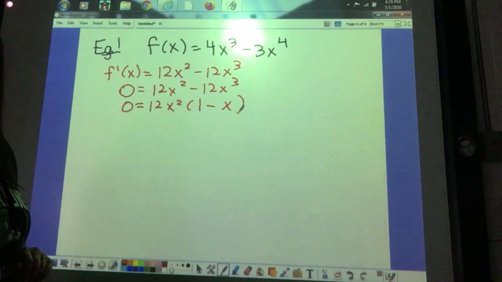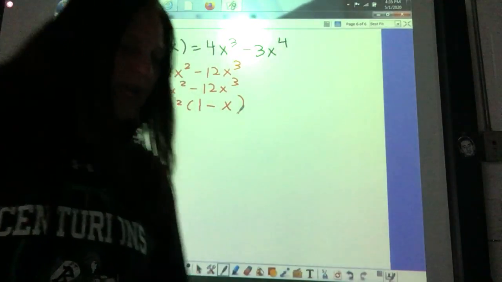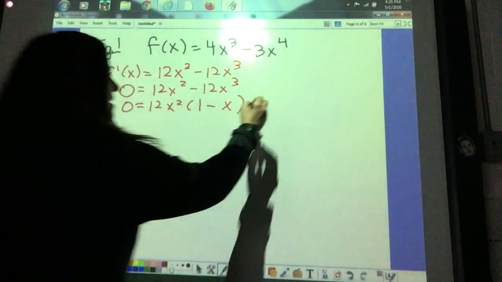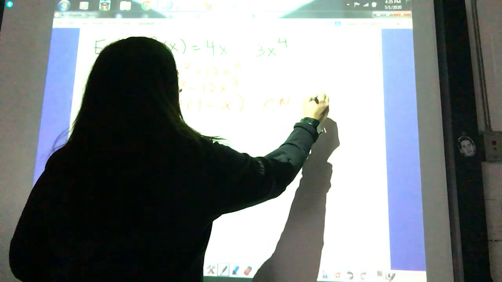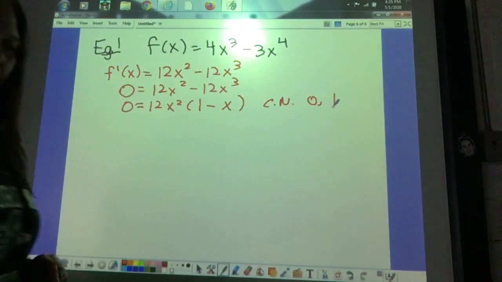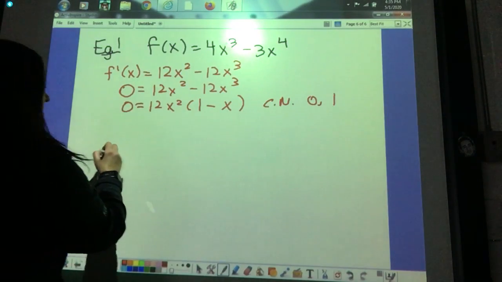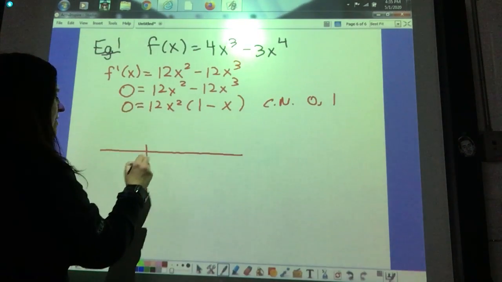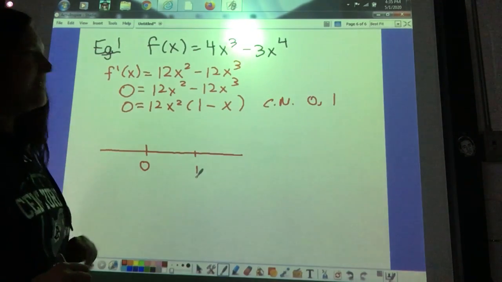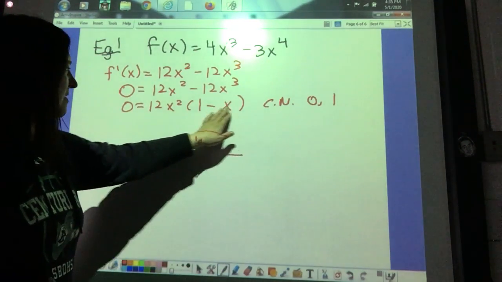So that's what we use to get our critical numbers to create our sign diagram. From this, we know that we have 2 critical numbers. They are 0 and 1. Then we create our sign diagram: 0, 1. We make a sign diagram from this part once it's factored.